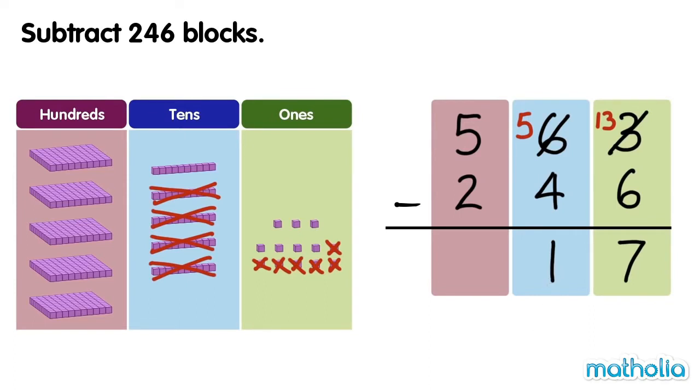Finally, we subtract the hundreds. 5 hundreds minus 2 hundreds equals 3 hundreds. There are 317 blocks left. 563 minus 246 equals 317.